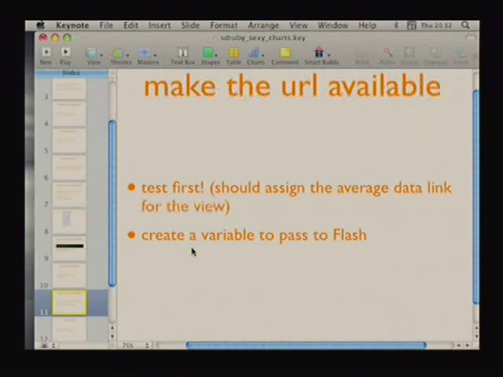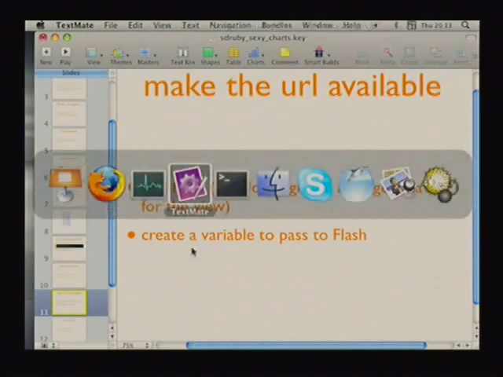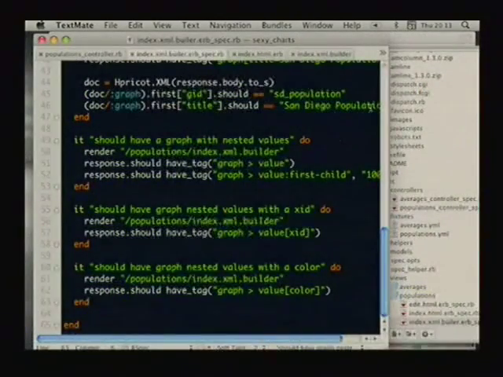Oh yeah, what we need to do also is to pass the link to this XML to Flash, because Flash runs on the client side and it needs to know where to find the XML file. So what we want is to create a variable that would hold the data link of the XML, the URL.